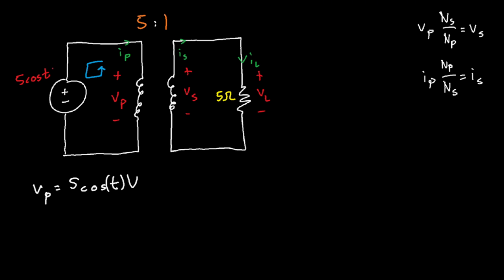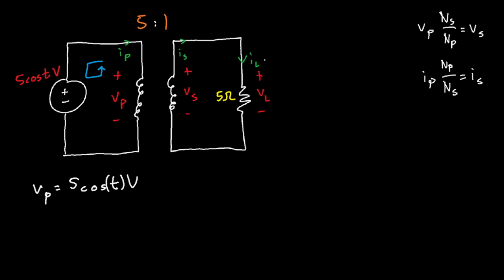Maybe I should have put volts here. Let's put volts here. All right, now that we found the primary voltage of this transformer, we can use this formula to find the voltage of the secondary transformer. So let's go ahead and use the formula.